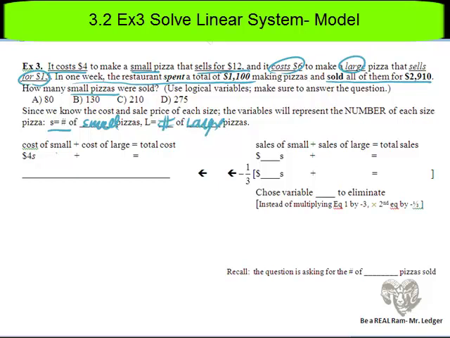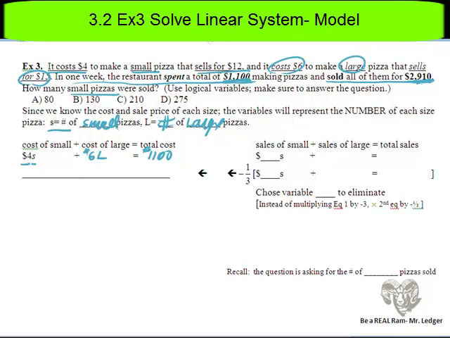So the cost of the small pizzas is the value of each pizza times the number of small pizzas. And what's the cost of all the large pizzas? $6 times L, how many you have. Okay, that gave us a total cost of how much? Yeah, it's $1,100, okay. That's the cost. This $2,910 was the sale price.